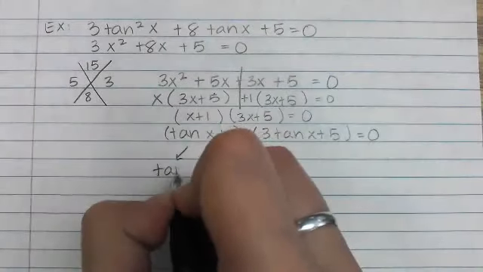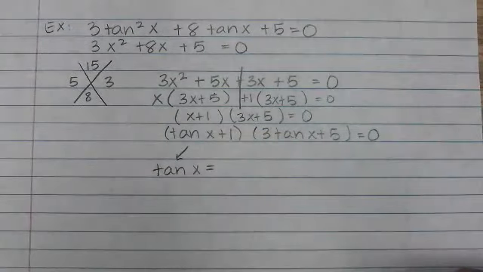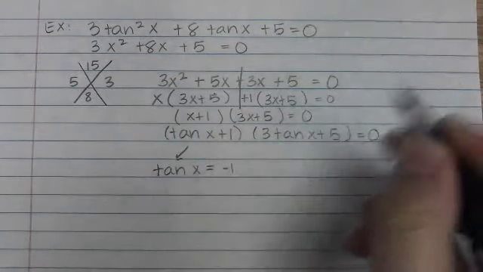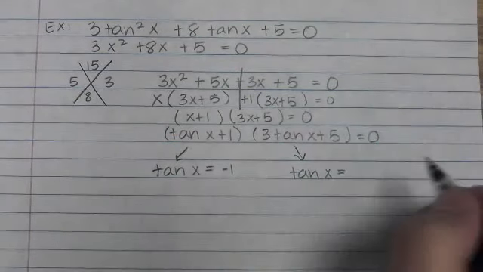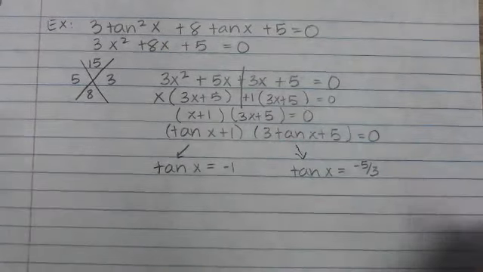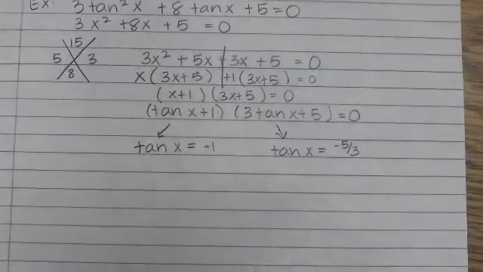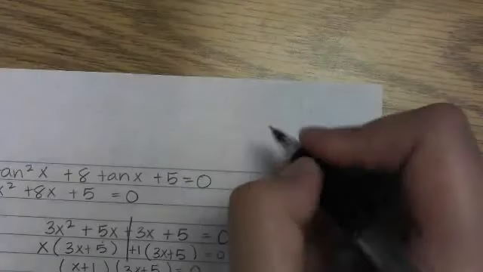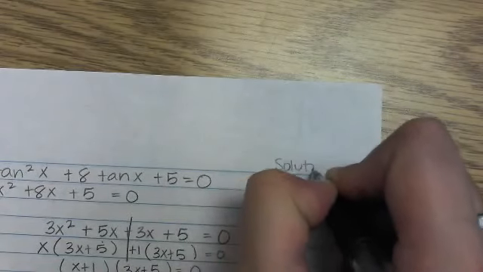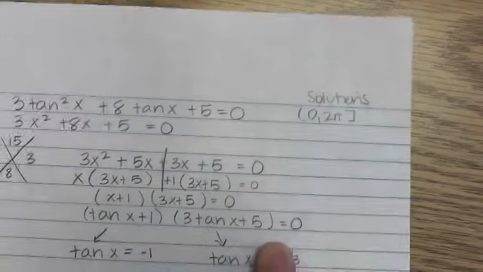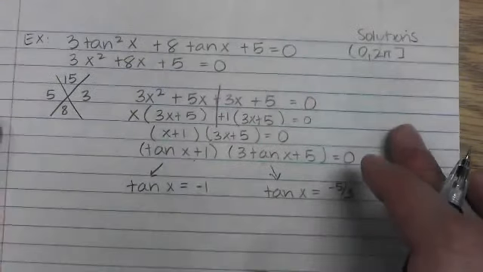So here, tan x equals -1. Here, tan x equals -5/3. Okay. So one of those should be good to look at the unit circle for. Do you guys want to do all solutions, or do you want to do from 0 to 2 pi? 0 to 2 pi? Okay, so we're doing solutions from 0 to 2 pi.